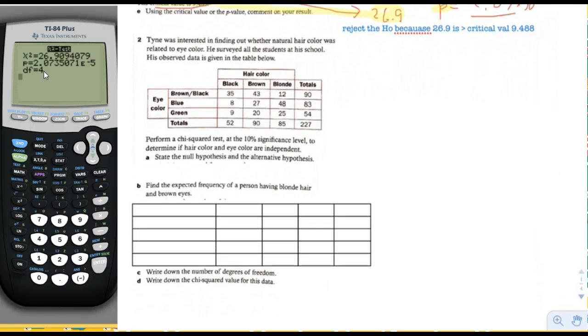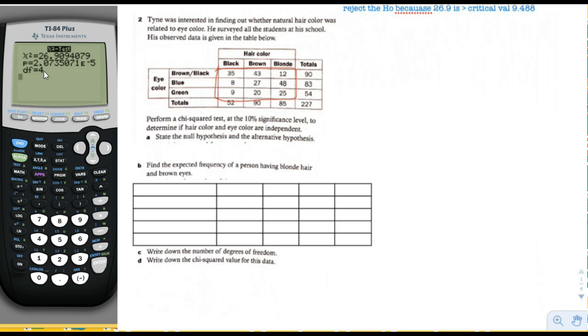Tyne was interested in finding out whether natural hair color was related to eye color. He surveyed all the students at his school. His observed data is given in the table below. So, again, just so that you don't get confused and think that the totals are part of the table, I'm just going to put a square around the table. Perform a chi-squared test at the 10% significance level to determine if hair color and eye color are independent. Okay, so state the null hypothesis and the alternative hypothesis.